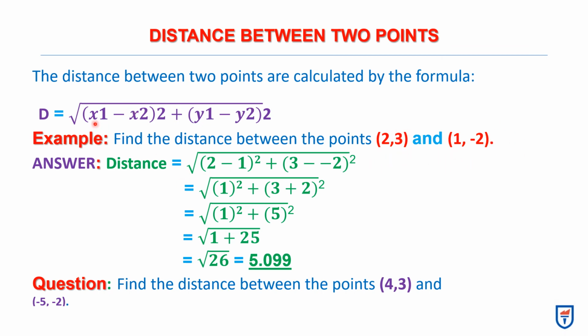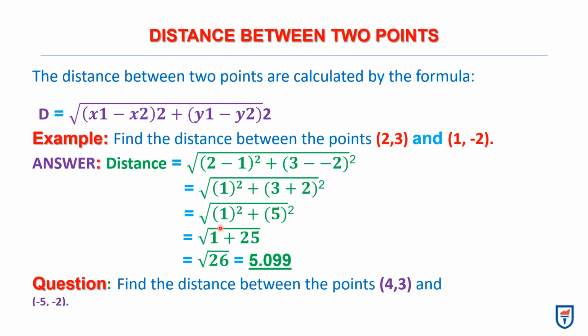So in place of x1, I'm putting 2, and we say (2 minus 1) to the power 2 plus (3 minus y2, which is -2) to the power 2. Now we solve 2 minus 1, we get 1 to the power 2 plus 3 minus -2, which is going to be positive. So we end up having 3 plus 2 to the power 2. 3 plus 2 gives us 5. That's how we have 5 to the power 2.